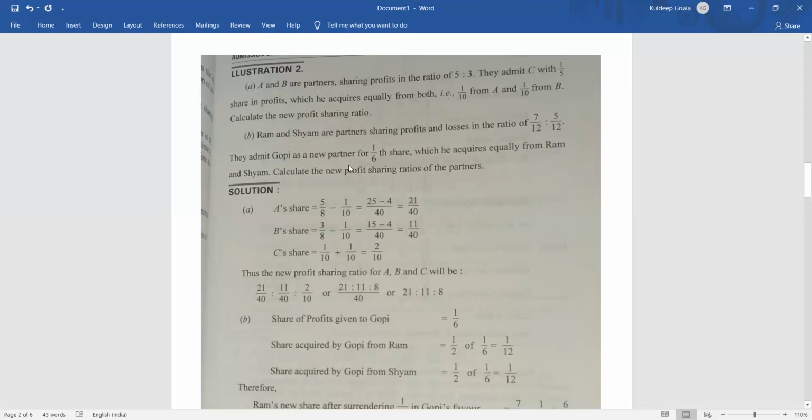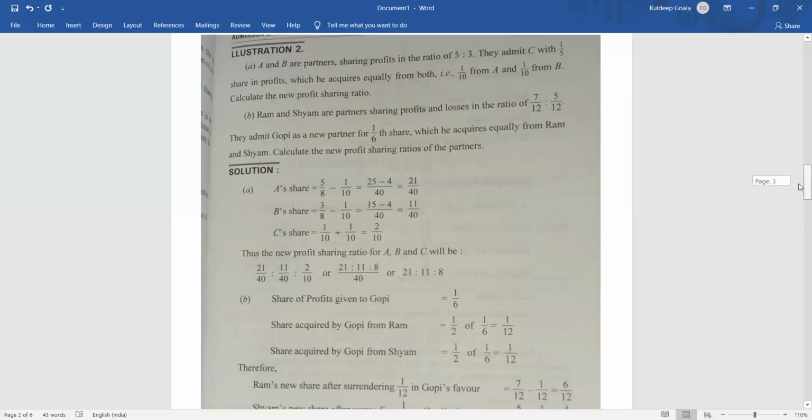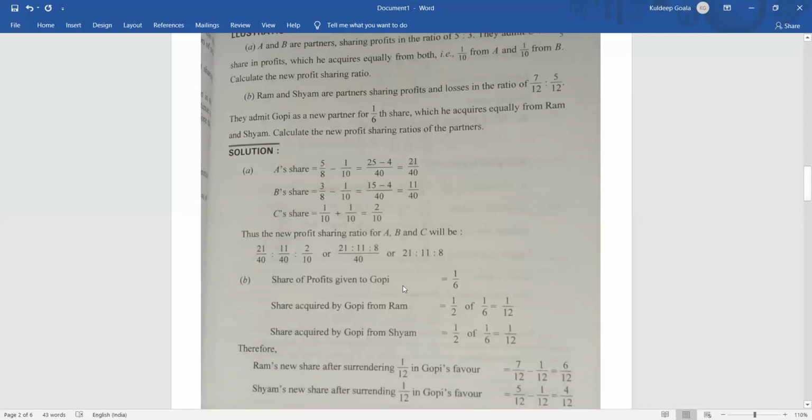First of all, you have to find out the sacrifice here. Why? Because it is told that Ram and Sham will give equally of 1/6. That means half of 1/6 Ram will give, half of 1/6 Sham will give, right? So let's find out how much they are going to give. Clear? So we can see here that Gopi's share was 1/6. And Gopi is going to get from Ram how much?